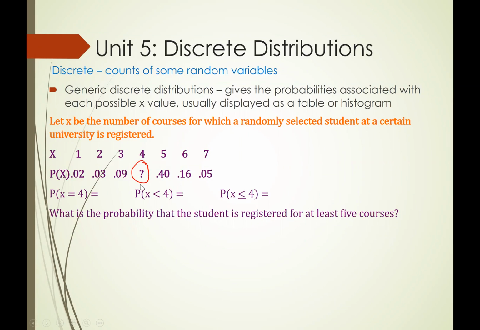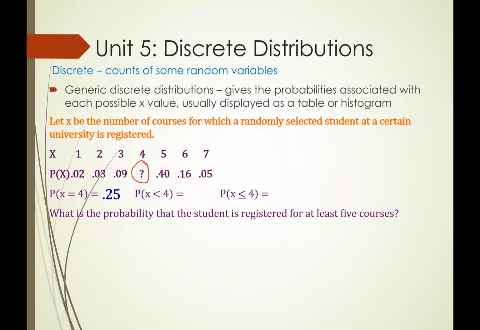So what are we going to do to figure out 4? Well, first of all, remember all probabilities have to add up to 1. So if these are all the possible outcomes, they all have to add up to 1. So to figure out X equals 4, I'll add up the other 6 numbers and then subtract that number from 1. When you do that, you get 0.25. So it's adding up all of the probabilities besides 4 and then subtracting from 1.